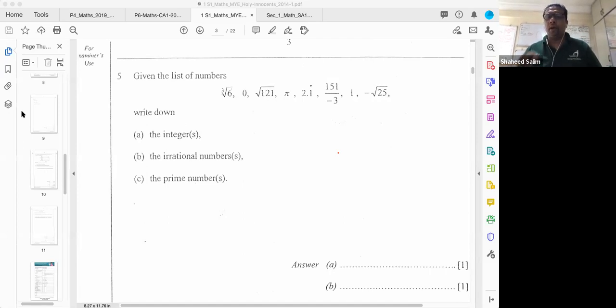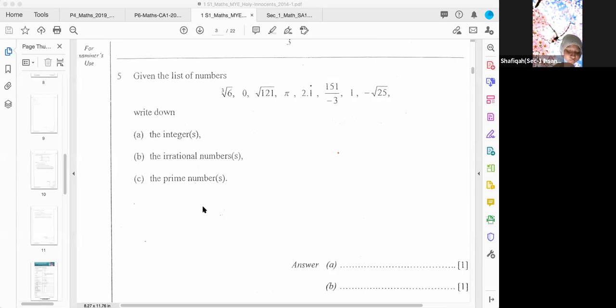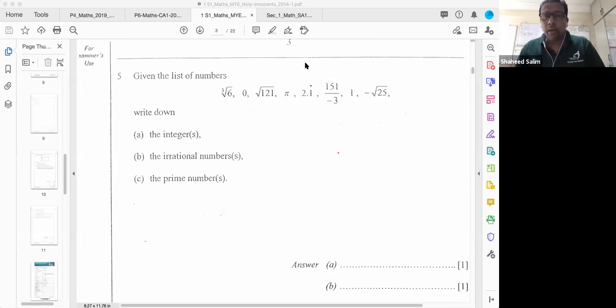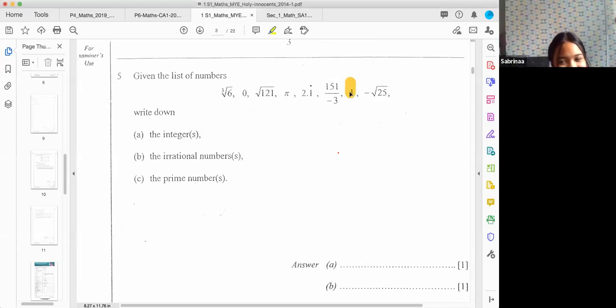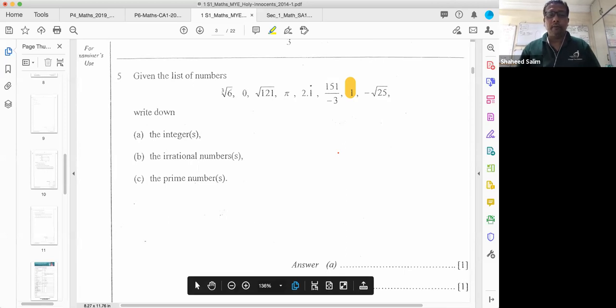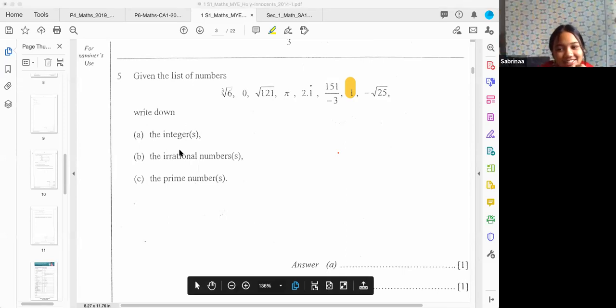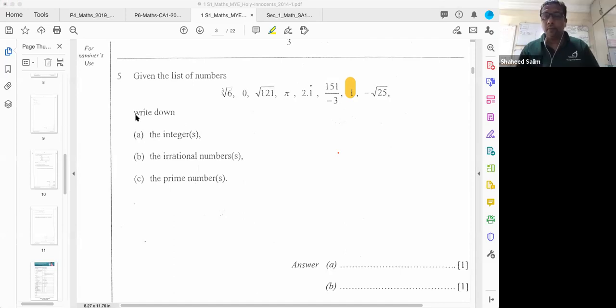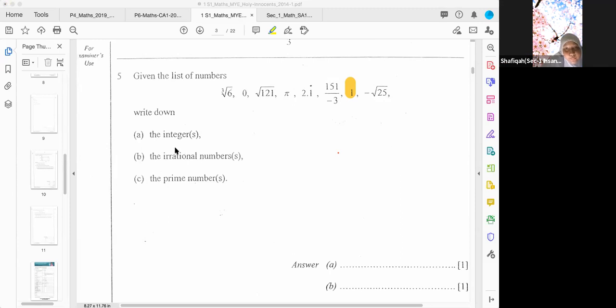Did you get your answer? Okay, Sabrina, what's your answer? Integer. 1. Okay, 1. Some more. Only one number. What about 0? Yes, 0 is also an integer. 0 is also an integer. Irrational numbers is what?